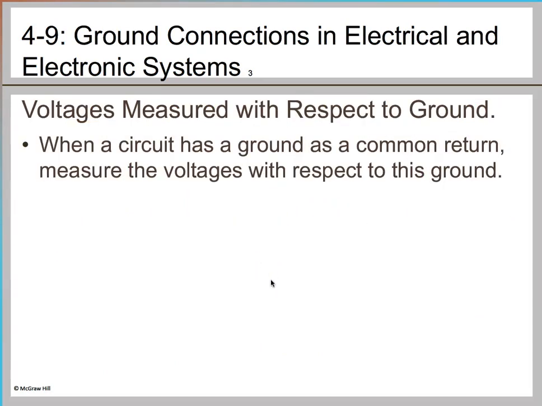Now moving on to the next. Next we have the voltage measured with respect to ground. When a circuit has a ground as a common return, measure the voltage with respect to ground. This you have been doing many times in your circuits, for example, in your op-amp, or if you're measuring the output voltage from the transistor.